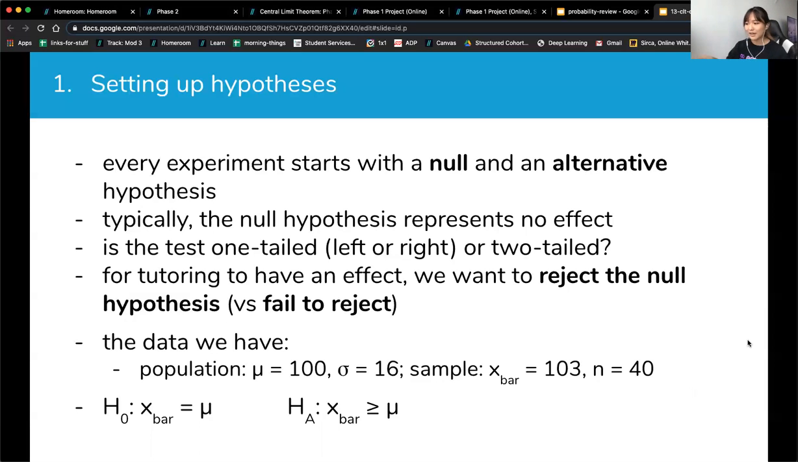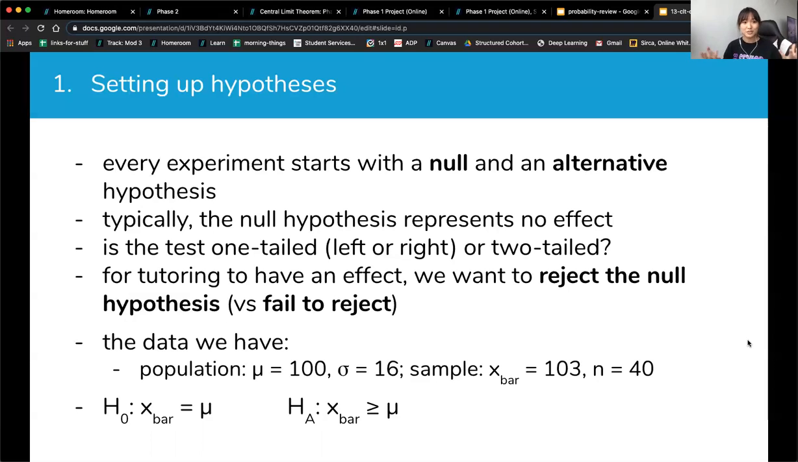And here we'll set up our hypothesis. So our null hypothesis is that X bar is equal to mu. We're saying that statistically, the mean of our group of tutored students is the same as the population. And this is not saying that 103 is equal to 100. This is saying that there's no statistically significant difference between the sample and the population. And of course, our alternate hypothesis is saying that the sample mean is statistically greater than the population mean.